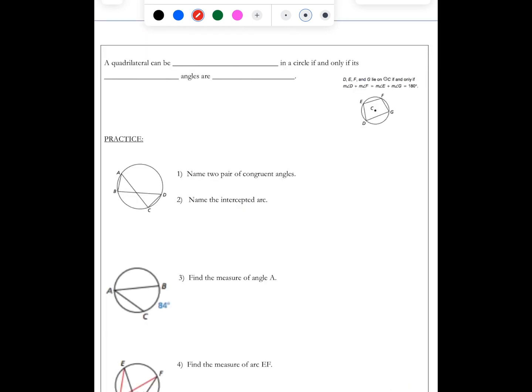A quadrilateral can be inscribed in a circle if and only if its opposite angles are supplementary, and we know that the word supplementary means that they add up to 180 degrees.